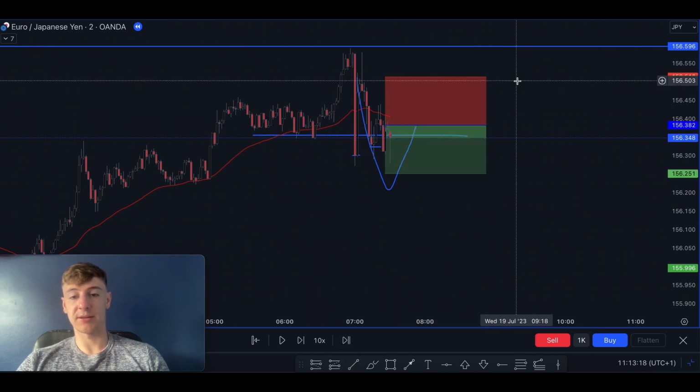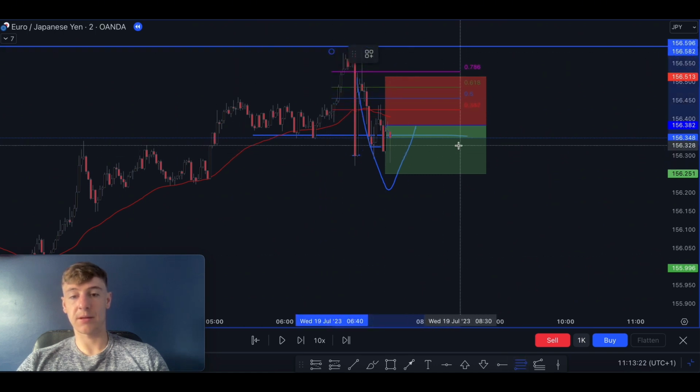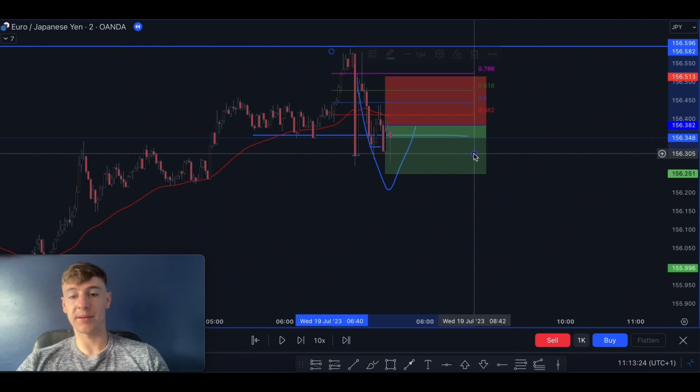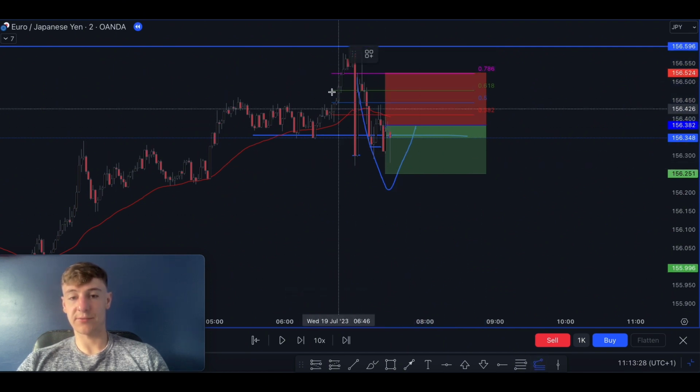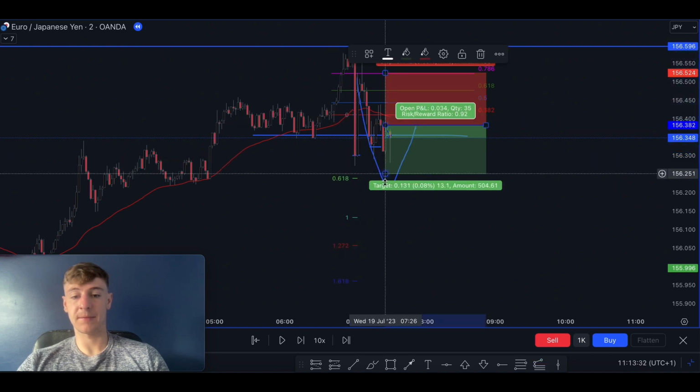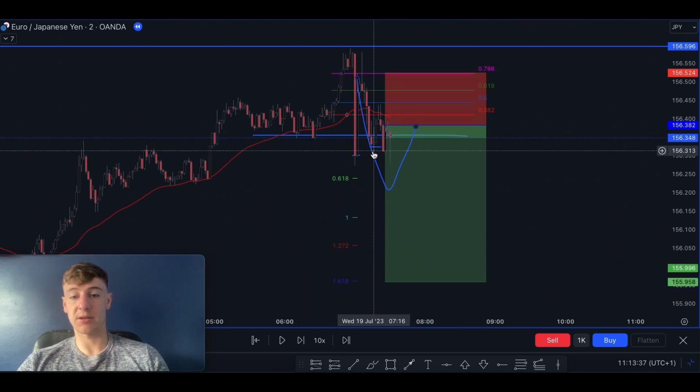There would be an entry here. A stop. Stop would be again at the 0.786. Extension level would be here. Again, easily a 1 to 3 on that trade, so a nice risk reward.